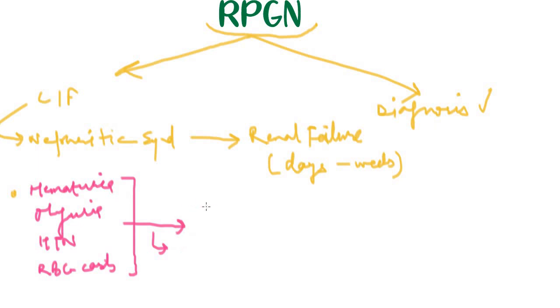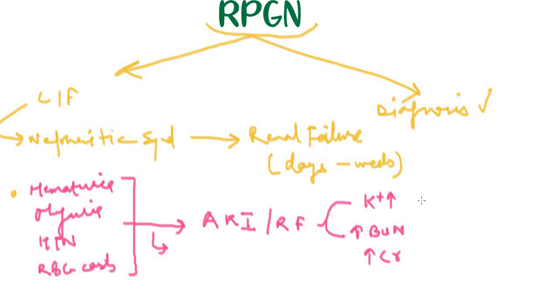But within days to weeks, the patient will start presenting with features of acute kidney injury, or renal failure. There would be electrolyte imbalance, elevation of blood urea nitrogen, elevation of creatinine, hyperkalemia, and metabolic acidosis. These constitute the clinical findings in RPGN.